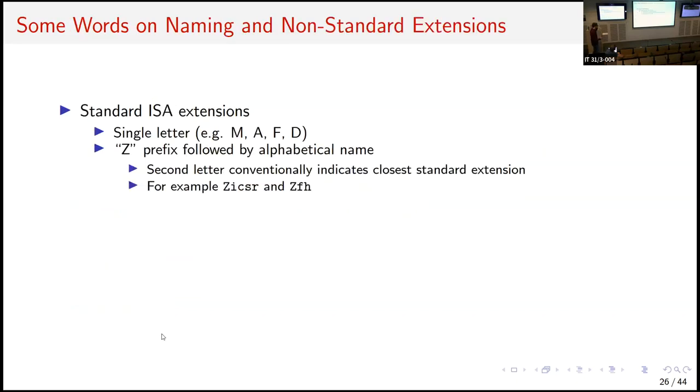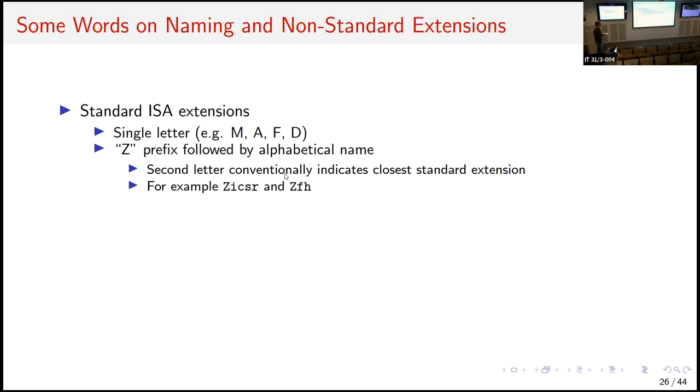Just to finish this part of going into the ISA, just to understand a bit the naming, so that if you come across something, you know what it is about. So the base is I or E for integer or embedded. Then for standard ISA extensions, you have single letters, so MAFD, for example, that we already saw. Or you have the Z prefix followed by an alphabetical name.